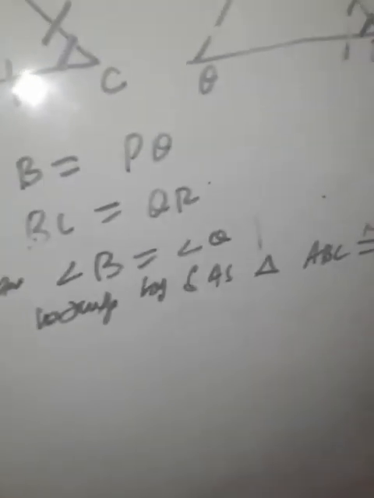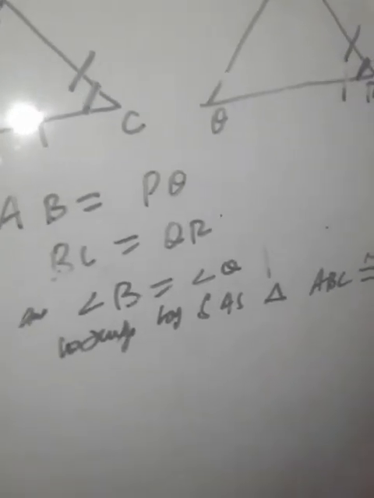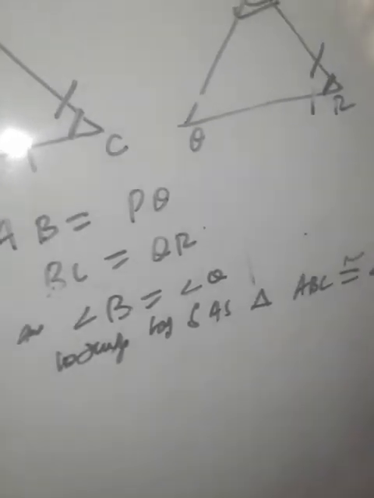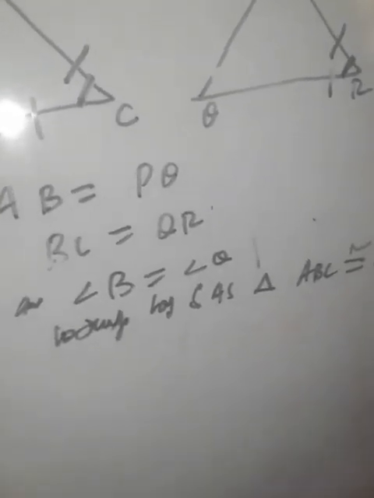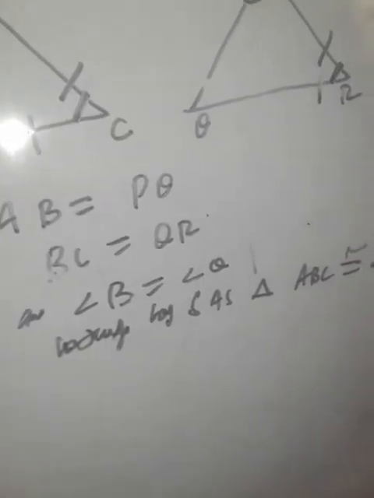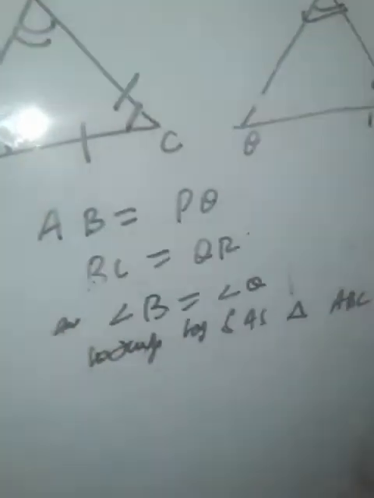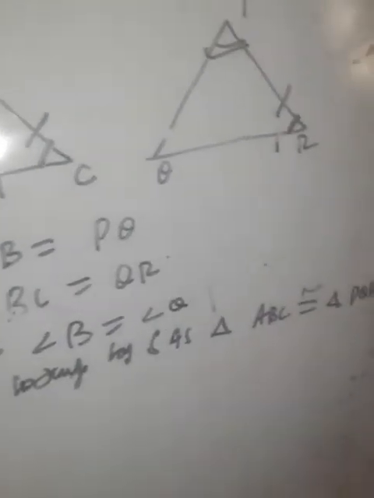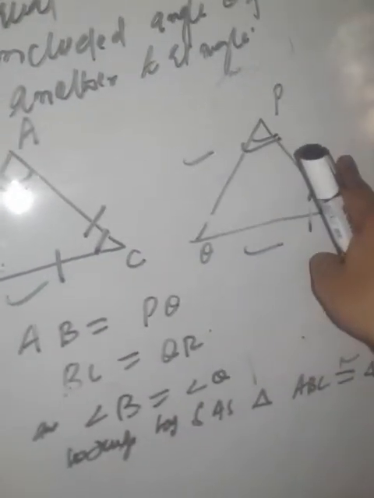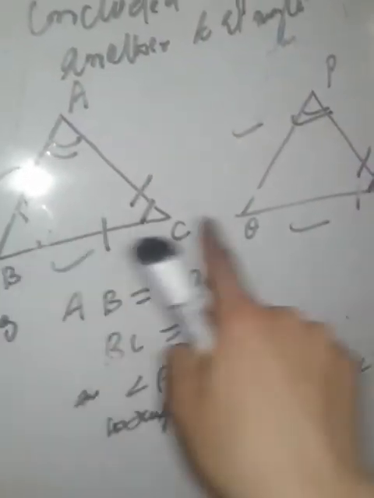Remember one thing, it is an important concept here. When two triangles are congruent, what happens? Remember, corresponding parts are equal. Each and every corresponding part will be equal. What are the corresponding parts here? Corresponding sides and corresponding angles. So here we write these things are always equal: AB equals PQ, BC equals QR, and AC equals PR. Angle B equals angle Q.